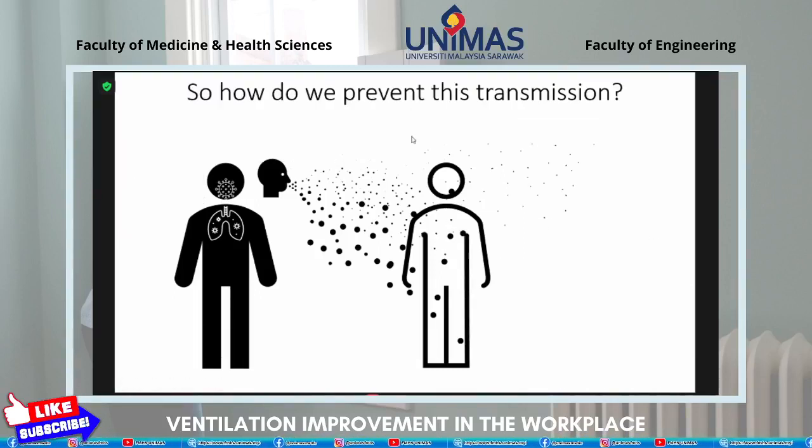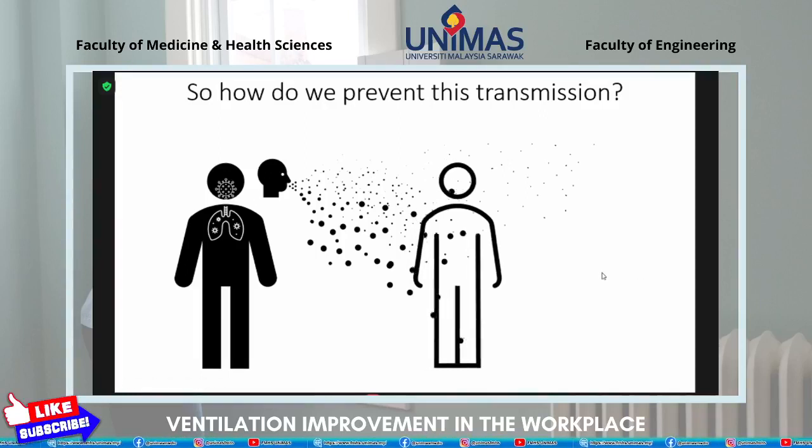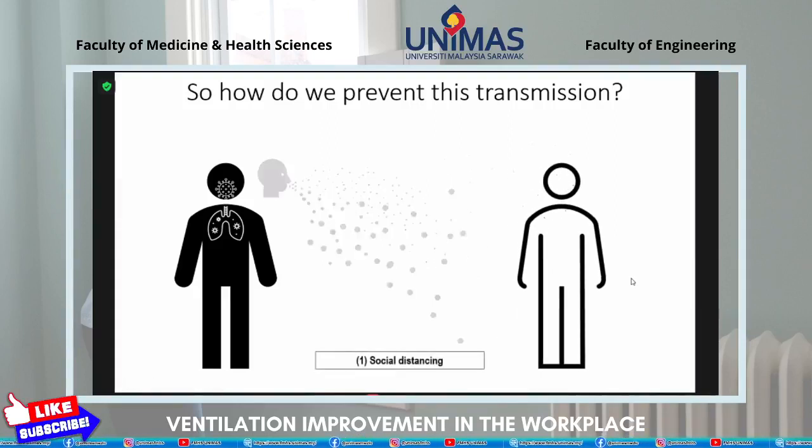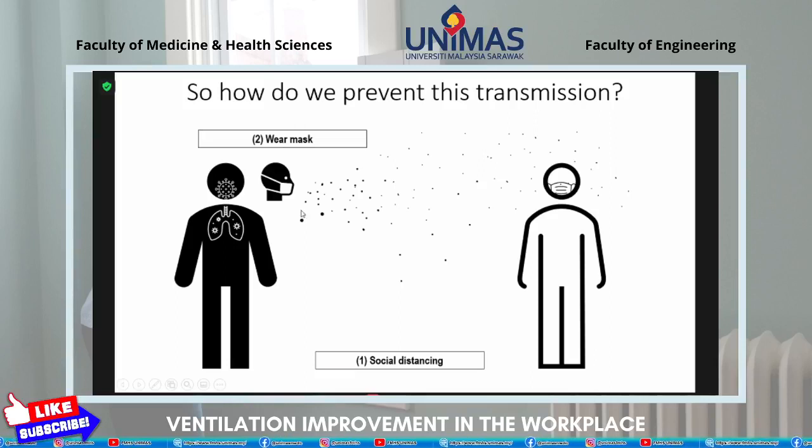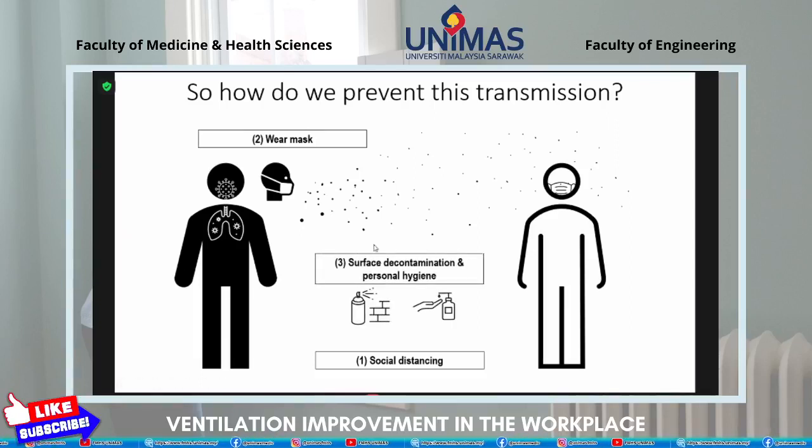So how to overcome this aerosol transmission? Okay, first, social distancing, as you all know. Number two is to wear the mask. Now, the purpose of wearing a mask in the general population is mainly for source prevention. It's not really for the protection of the wearer, although it can also offer some form of protection, but the main purpose is source prevention, to reduce the amount of aerosol generated by the infected persons. And number three, of course, we have surface decontamination and personal hygiene.